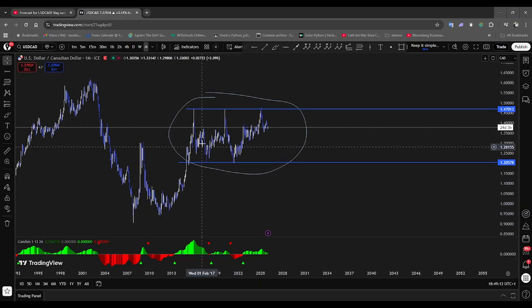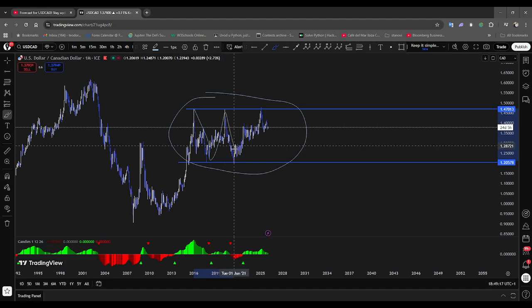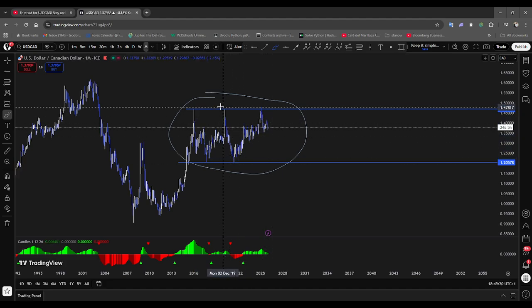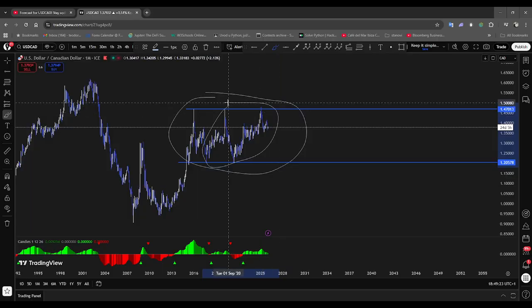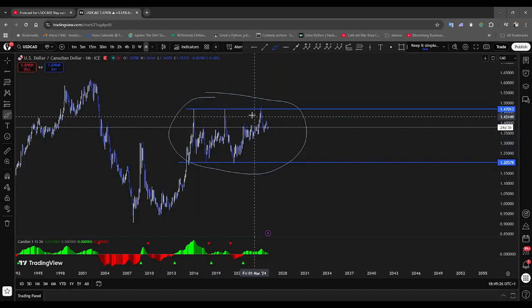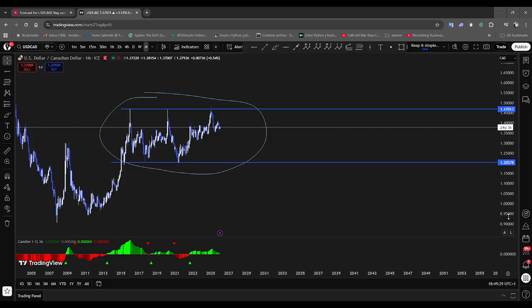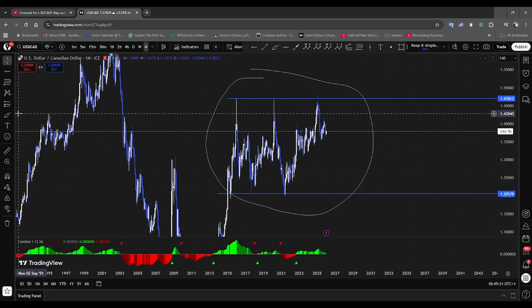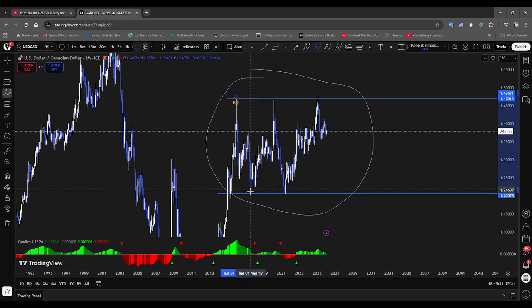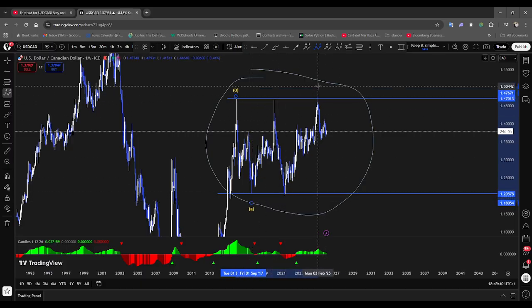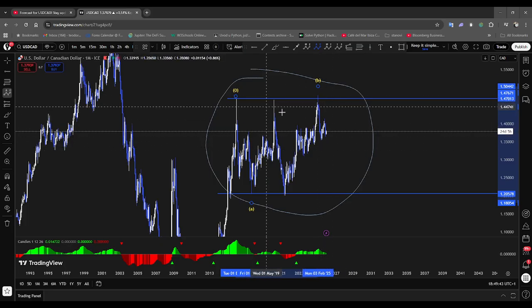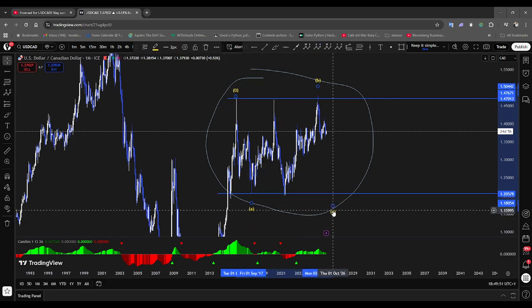So for now, we just look at this down move, up move, down move, up move. What is happening here is very important, because this represents a very complex B wave within a corrective pattern. So we can label this as the A wave here. This up move, down move, and up move represents the B wave, which is an expanded flat. And then we have another down move, which is the C wave here.